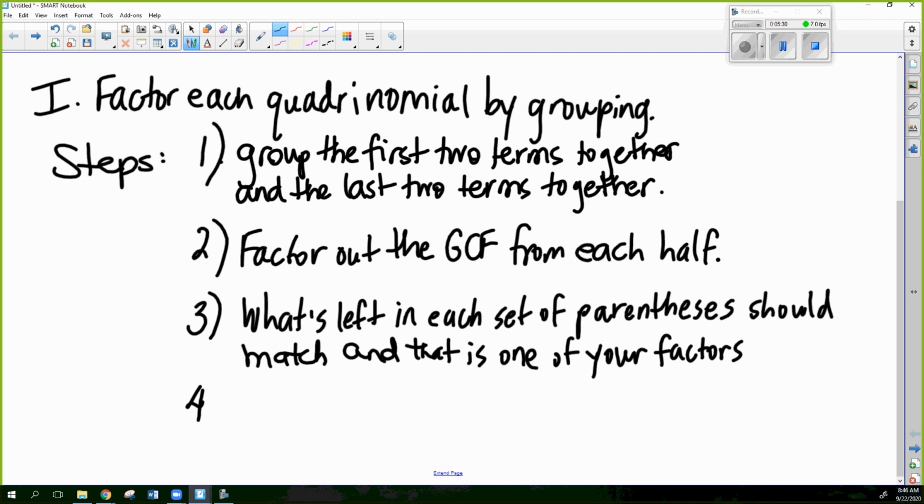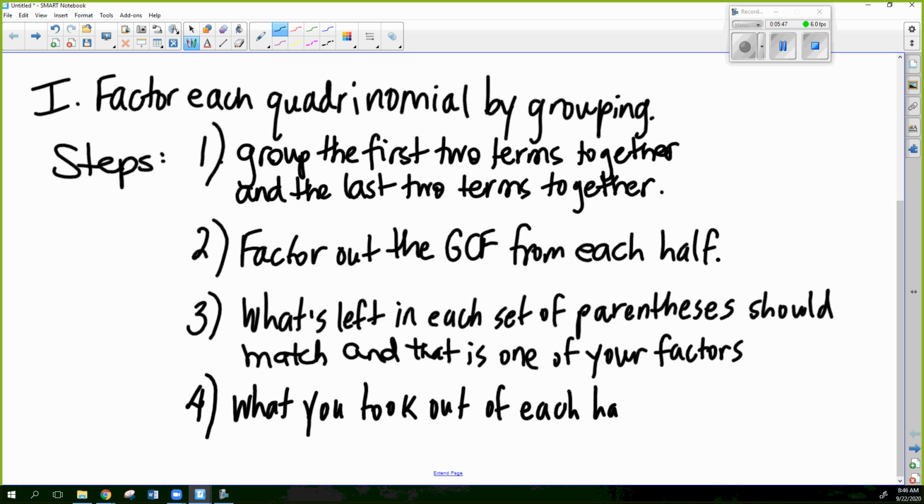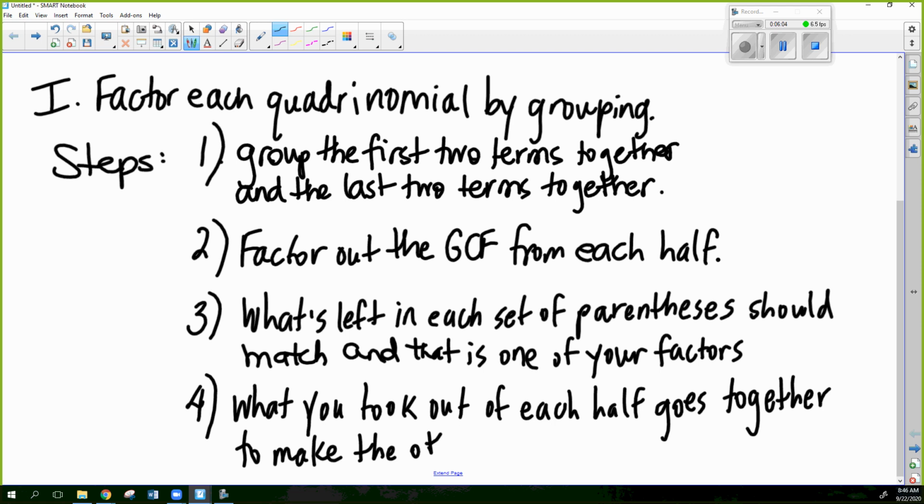All right, and then the last step, okay, you have to look at what you took out of each half. All right, that goes together to make the other factor. All right, I'll give you a second to finish copying that.